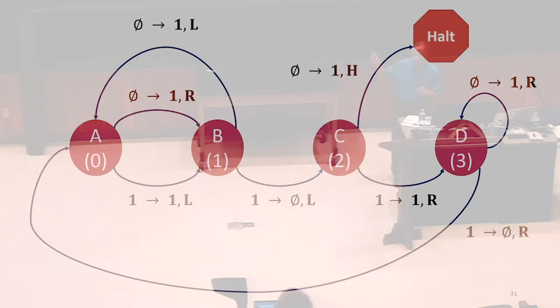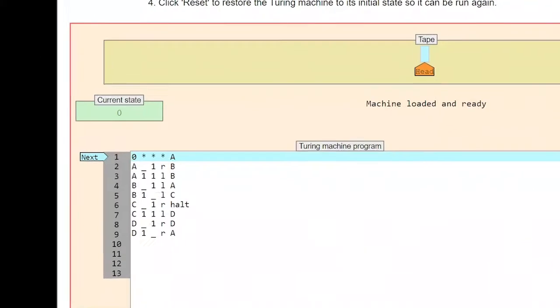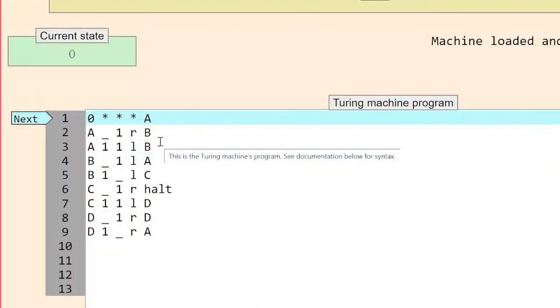There's a good reason humans should not simulate machines. It's good to understand what it would mean to simulate it, but we should have machines that can simulate machines. We have a Turing machine simulator. So here's the program. This simulator also starts in state zero. I've labeled the states A, B, C, D. So there's four states, but to make things simpler, there's a state zero that does that transition.